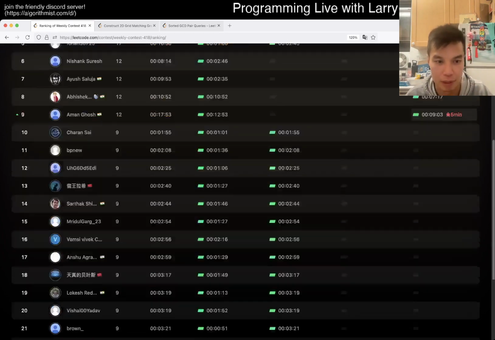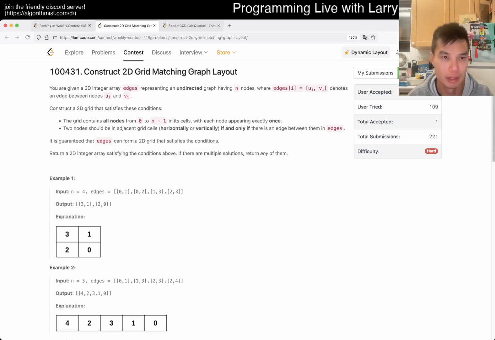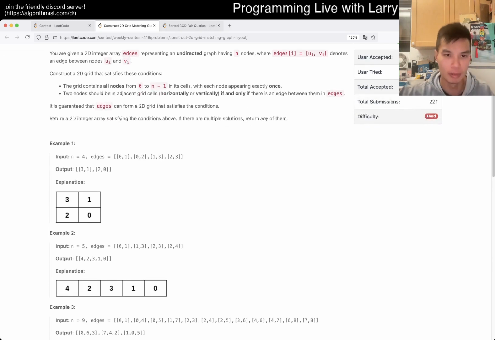Well, at least it doesn't look like people actually got it. So maybe I should look at Q2 or Q3. Let's take a look at this one anyway. And nodes. What is this grid? Oh, all nodes from 0 to 1. Okay. 2 nodes should be an adjacent cell if there's an edge between them. Okay, so 0, 1, 0, 2. Is that the only way? Probably not. There's at least 4 rotations and 8 of them if we count symmetry, so at least for a 2x2 grid.